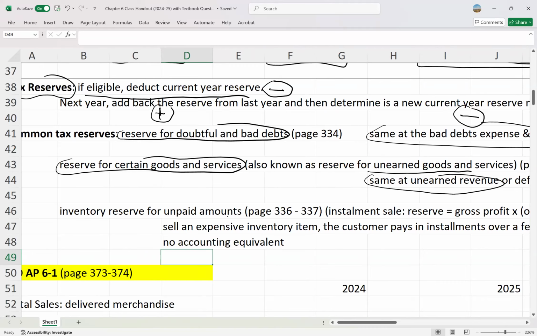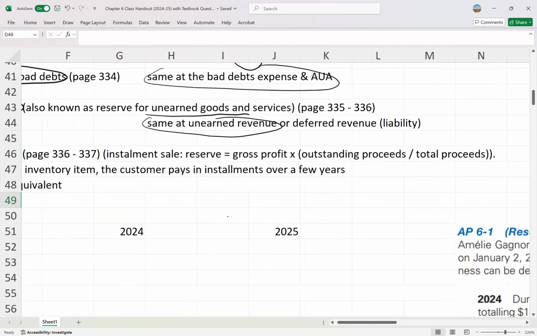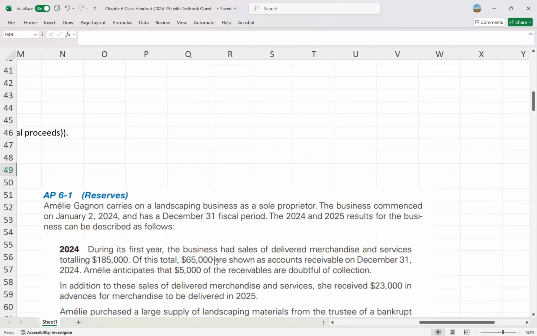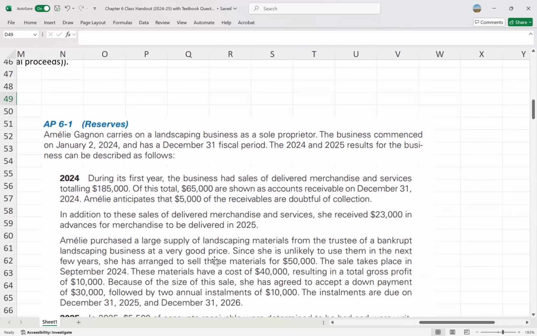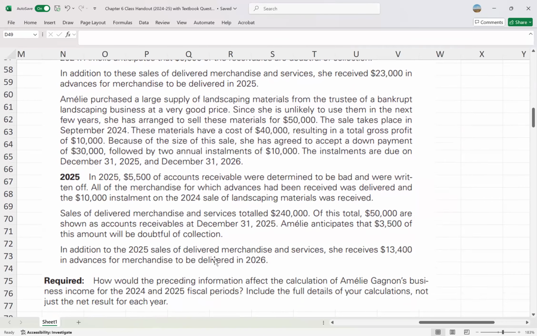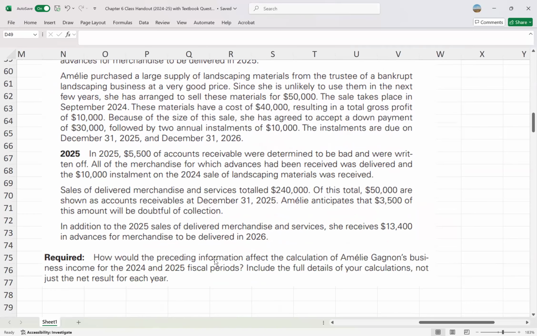So in order to illustrate these reserves, what we're going to do is look at assignment problem 6-1. Now, in this question here, we have Amelie. She started a landscaping business in 2024, and we're given information for the first 2 years, 2024 and 2025. And what we want to do is calculate her business income for both of these years.